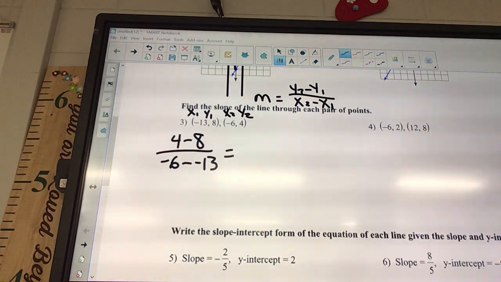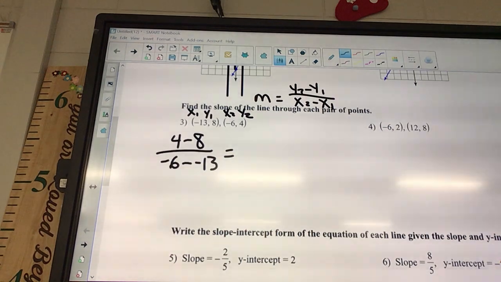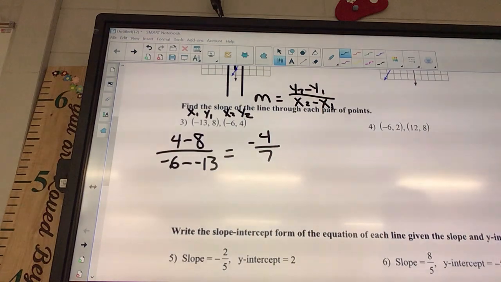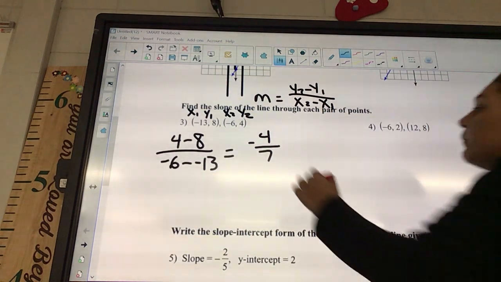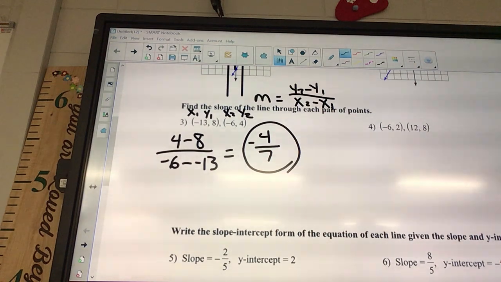Okay, and what did you get? Negative 4 over 7. Does somebody agree with that? Is that right? Yep. Okay, good. So negative 4 over 7, and that's our slope.